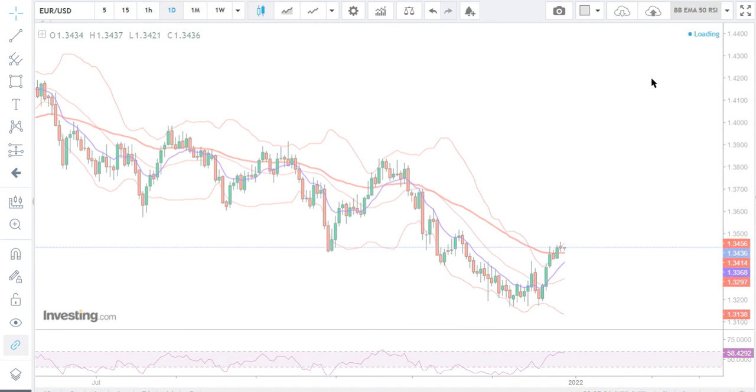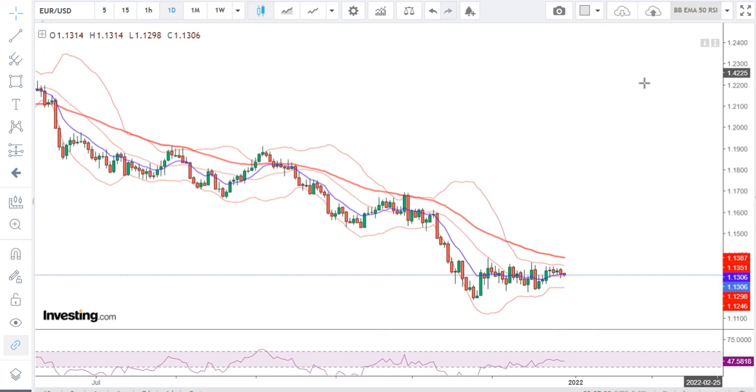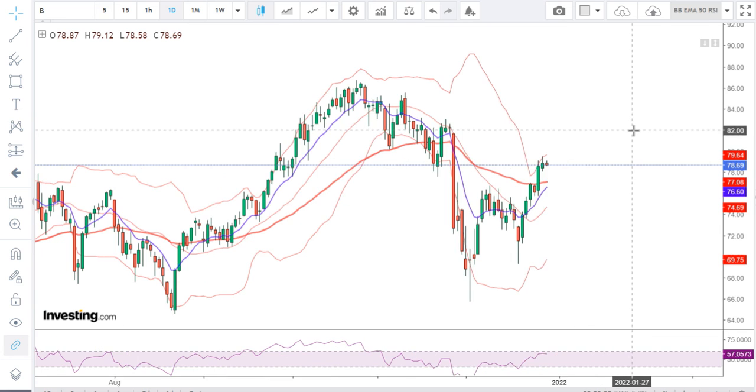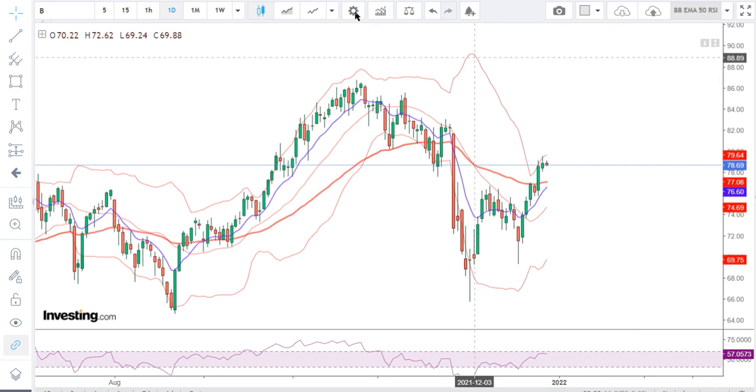On euro dollar, it is at 1.1306. It took support around 1.1225, 1.1230 levels and is trying to make consolidation. On Brent crude, after making a low of 69.50, 69.60 level, it shot up higher. So we need to carefully observe this particular instrument.